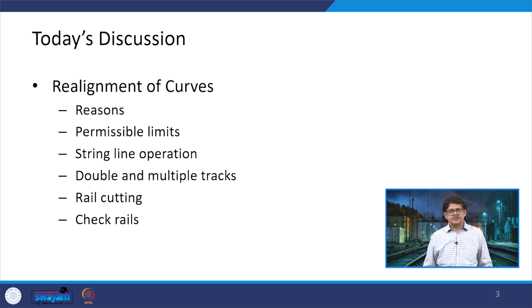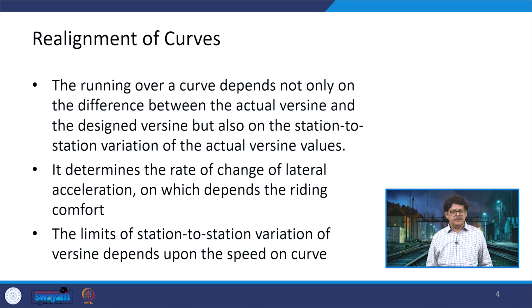Now, in today's discussion, we will talk about why a realignment of the curve is required, what are the various permissible limits, what is the procedure by which we do that, which is a string line operation, and what needs to be done in the case of double and multiple tracks. And then afterwards, we will be talking about two specific things. One is the rail cutting and the provision of the check rails. So, let us start our discussion on the realignment of curves.